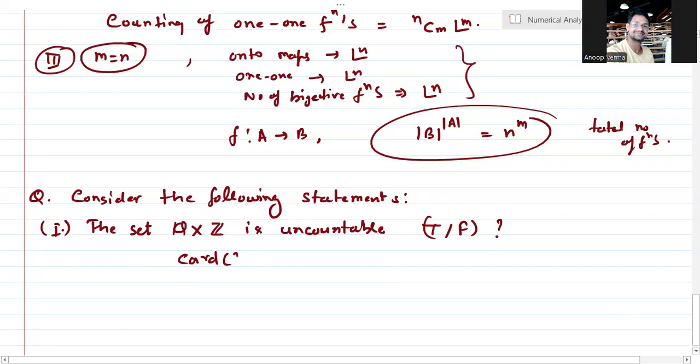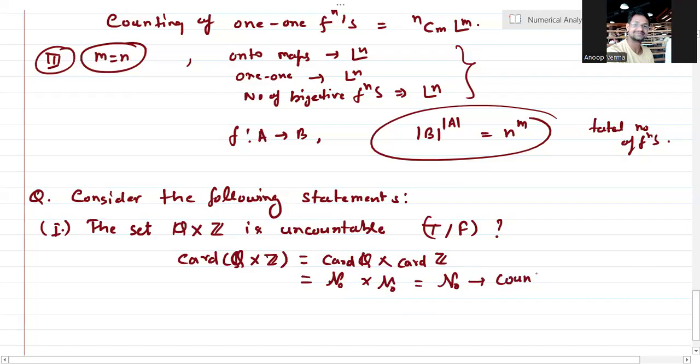Because the cardinality of Q into Z is countable, just equal to cardinality of Q into cardinality of Z. And we know that Q is countable, which means the cardinality of Q is aleph naught, and the cardinality of Z is also aleph naught. When you multiply two cardinal numbers, the result is the maximum of them. So here the two are the same, so it will be aleph naught, and it will be countable. So this is given as uncountable, which means it is a false statement.